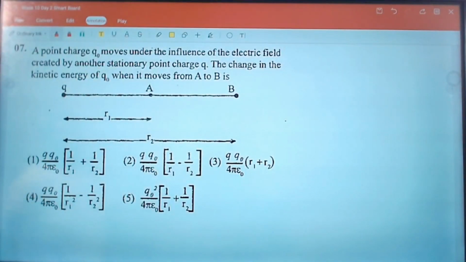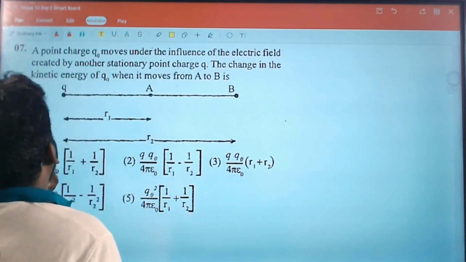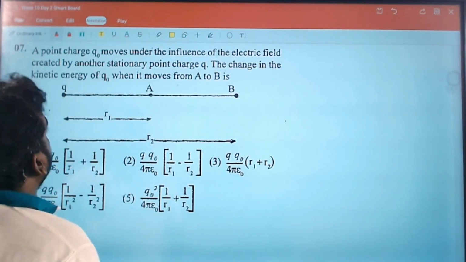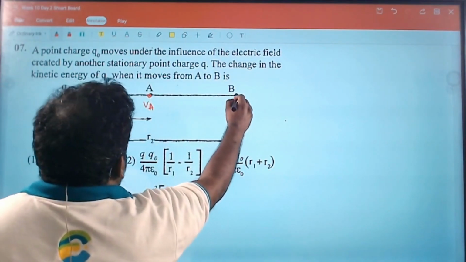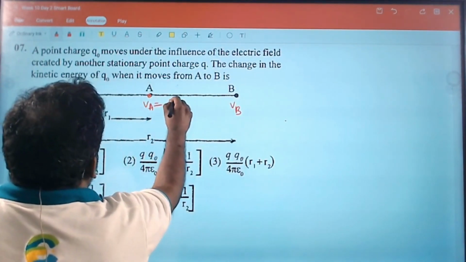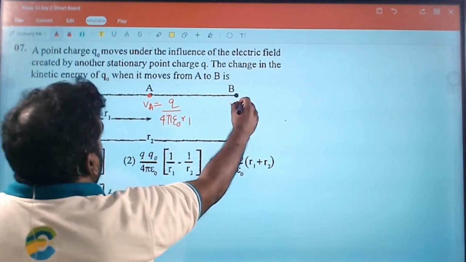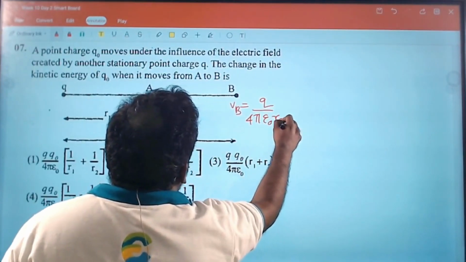A point charge Q0 moves under the influence of electric field created by another stationary point charge Q. So this will create an electric field. Let's say the kinetic energy of Q0 when it moves from A to B. Look at this very carefully. Find the potential at A, find the potential at B. So Q divided by 4 pi epsilon naught R1. Here Q divided by 4 pi epsilon naught R2.